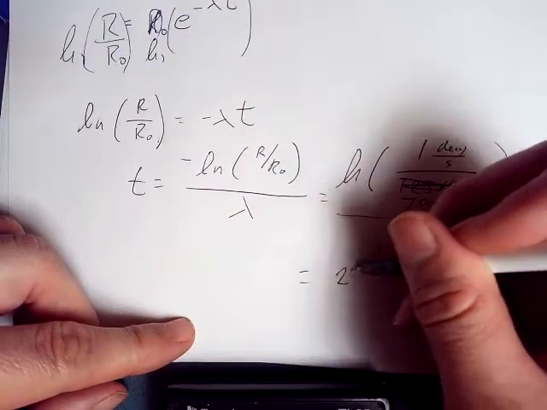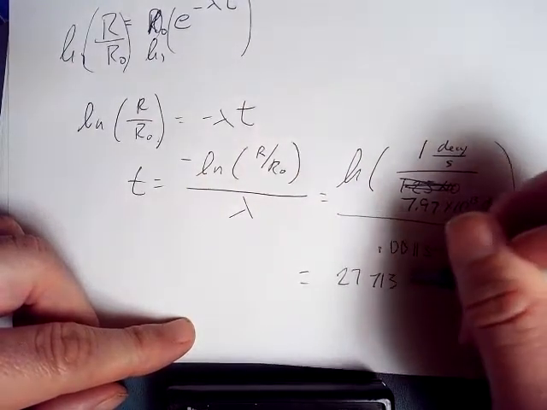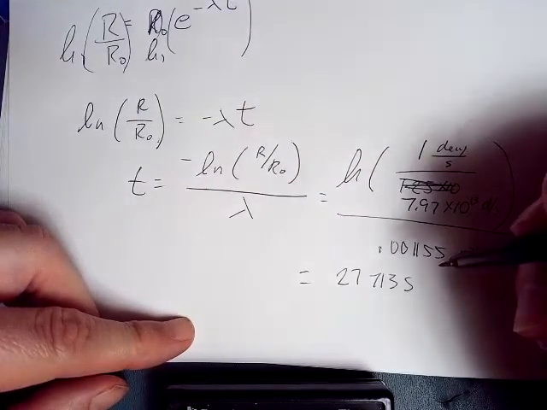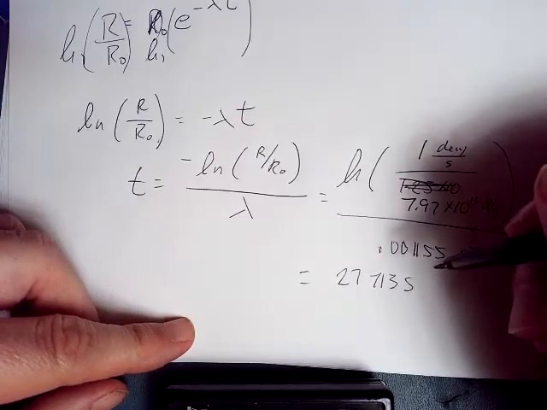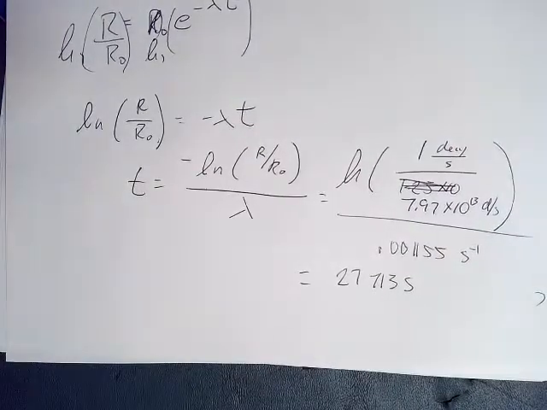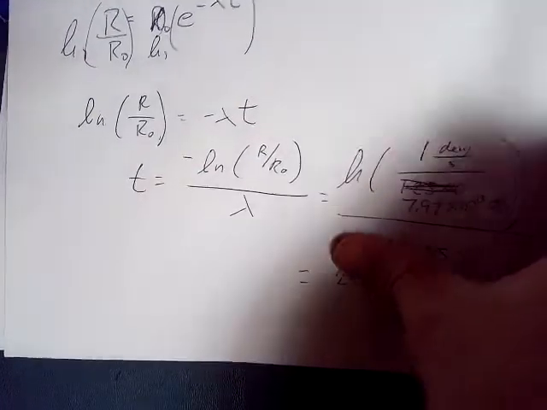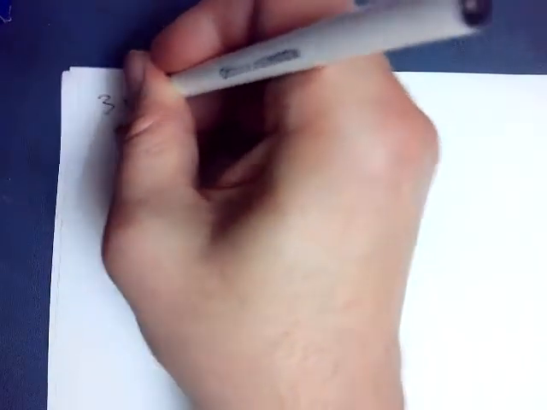And that negative there means this is a positive answer. So this is 27,713 seconds. And that's around 7.7 hours. Okay, let's see. That was 30-11. We got one more. 30-13.